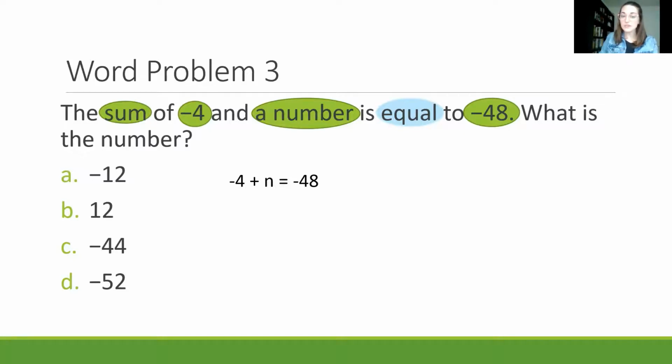Now, to solve this, now that I have it written out, all I have to do is get my variable on one side by itself and all the other numbers on the other side by themselves. So you'll see with the n over there, which I want to get by itself, right now I have a -4. So I need to do the opposite. I'm going to add 4 on both sides. That'll cancel out the -4 that's over by the n and leave the n by itself. And on the other side, -48 plus 4 is -44. And that's our final answer.